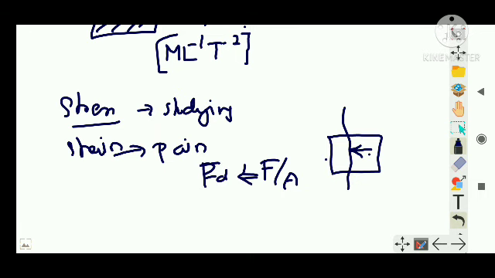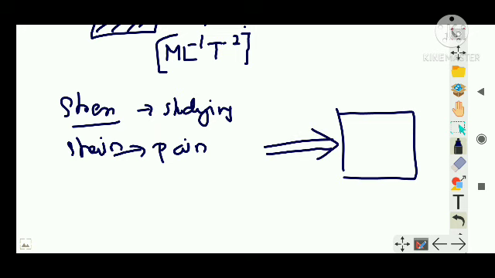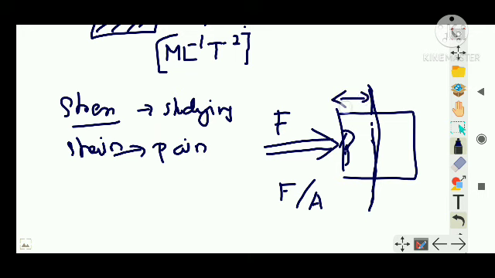Deforming force and restoring force have the same magnitude but opposite direction. So now I am talking about stress in terms of deforming force. A deforming force acting per unit area, that is stress, right? When you apply the force, didn't the object shrink? That change in shape, the shrinking of the object due to the application of stress, is known as strain, right?